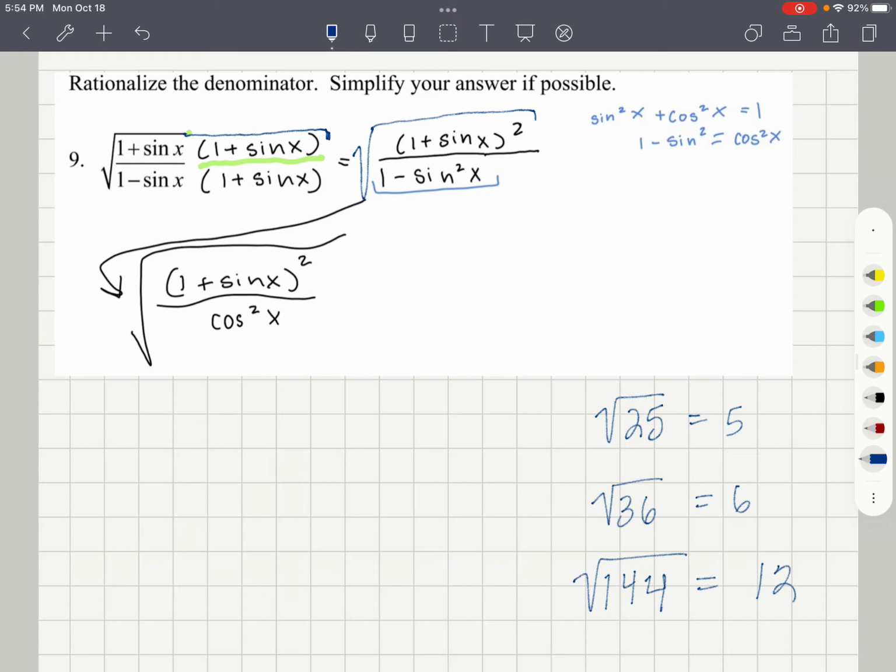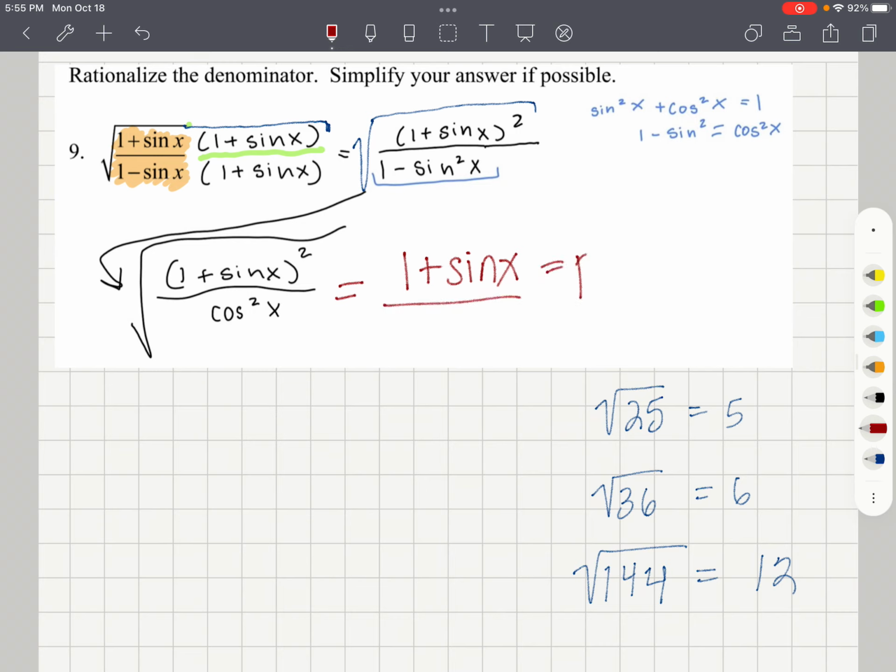So this value in here, I'm going to use a different colored highlighter. This value in the original problem has to be a positive value so that you can take the square root of it, right? So to keep that positive, you can't have a negative in your numerator or a negative in your denominator. And let me explain. When we actually take the square root and you get that 1 plus the sine of x, 1 plus the sine of x has to be positive.